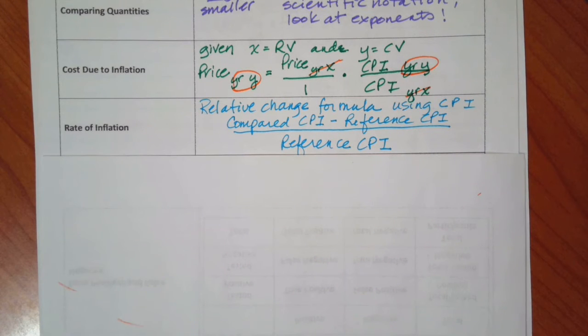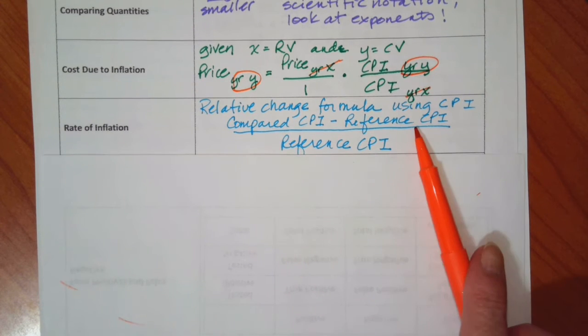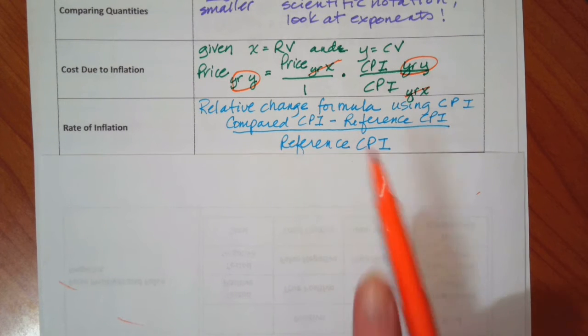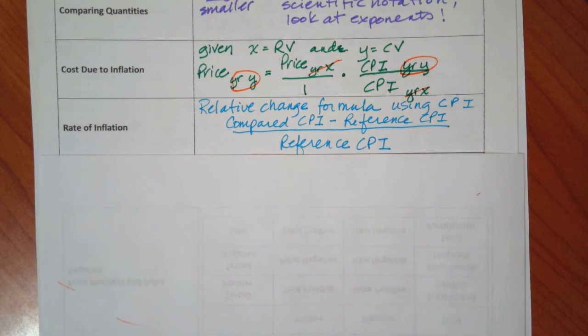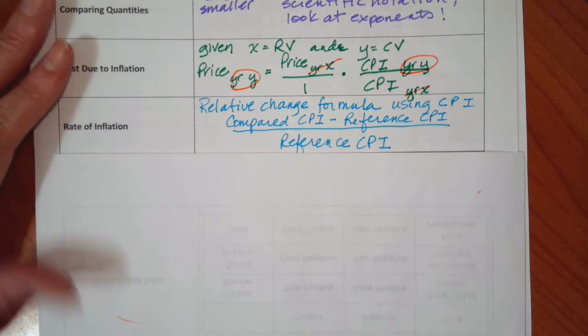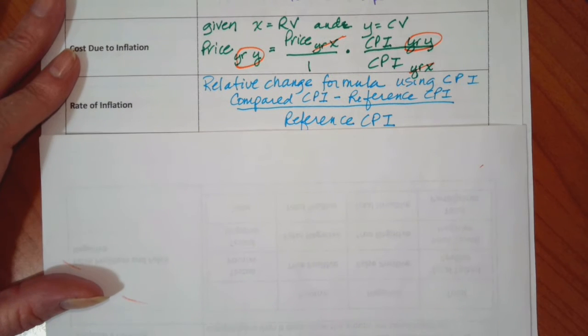Okay, the rate of inflation is just the relative change formula from 3A. Only you're going to use CPIs. So the compared CPI minus the reference CPI over the reference CPI. Again, that formula will not be given to you, but if it's a rate of inflation, it is just a relative change.